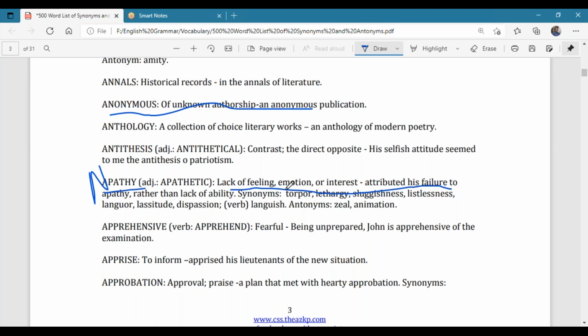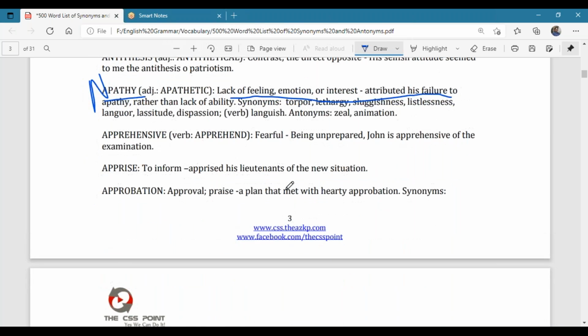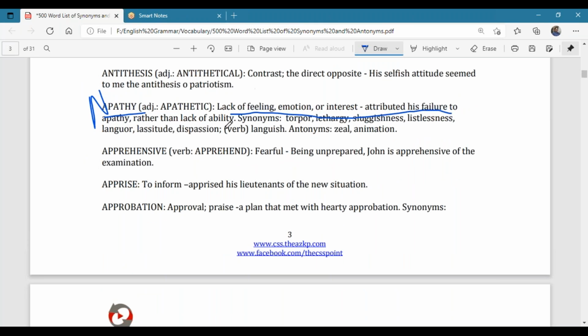Opposite to this is enthusiasm, interest, passion, and all these things. But usually apathy means lack of interest, enthusiasm, or concern. Not having interest.